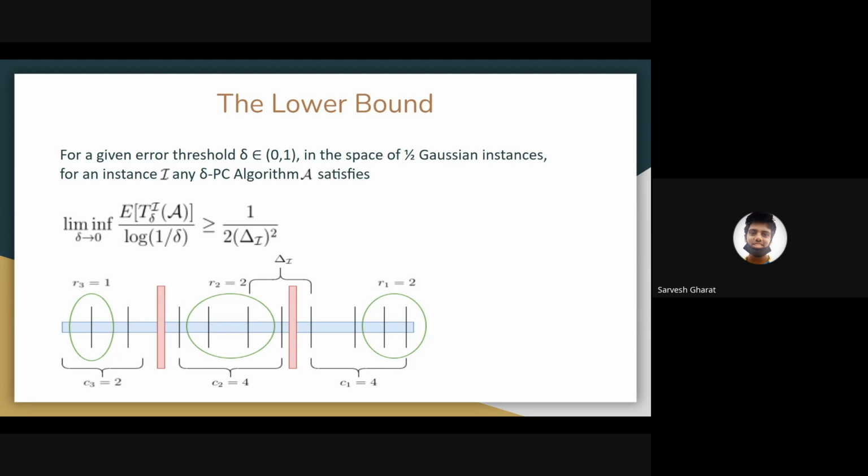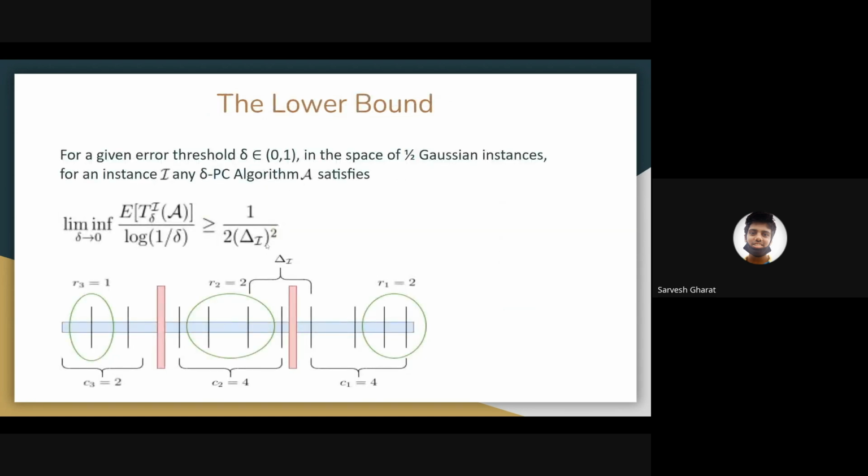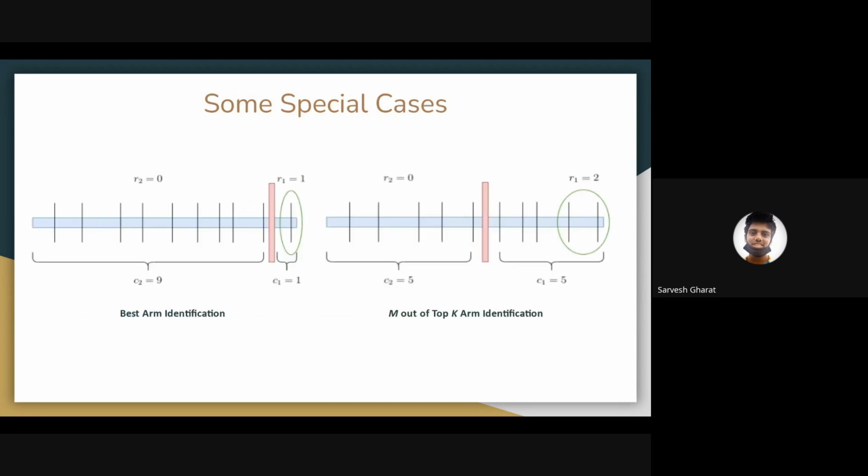The derivation is pretty simple. If time permits, maybe I can go into it. But to interpret this lower bound, you can simply consider the best arm identification problem. As you see here, you have one arm in the first cluster and the remaining n minus 1, or 9, arms in the second cluster. Here the bottleneck gap that we define as delta I, where I is an instance that is specified. For the best arm identification case, the capital delta I will basically be the distance between these two arms, that is mu1 minus mu2.